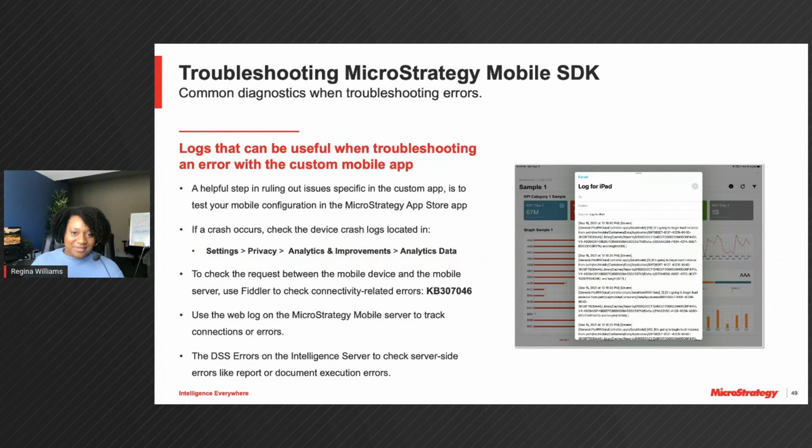Also, during the process of troubleshooting, there are a few different log files that would be helpful. One option is to use the simulator and then watch and look at the logs that happen in the debug area in Xcode. That's one option. Another one is to actually test the mobile configuration that you created, instead of in your custom app, in the MicroStrategy out of the box App Store app. That I feel will rule out if it's an issue with the custom mobile app, or if it's another issue specific with the dashboards or the mobile configuration.